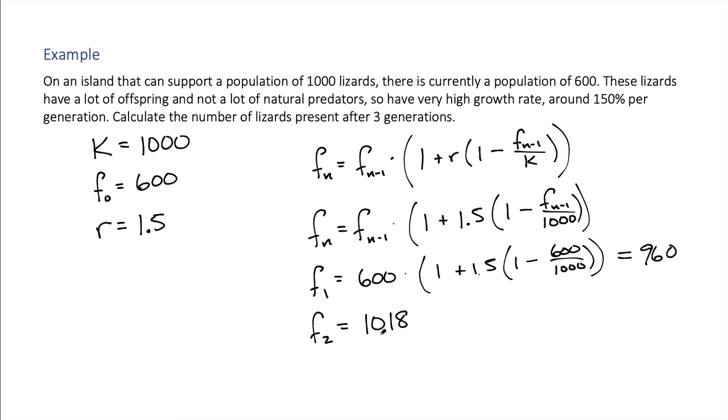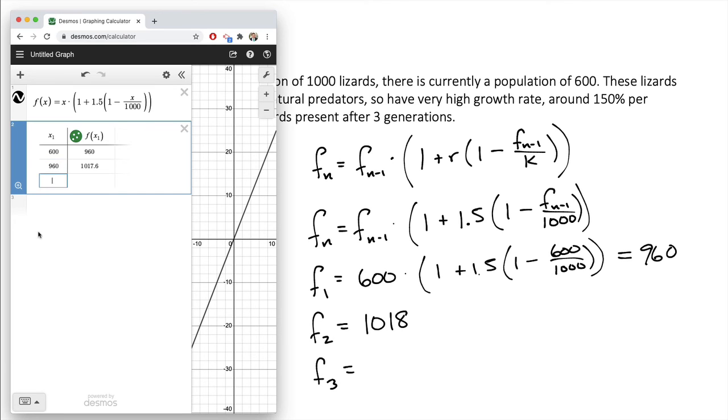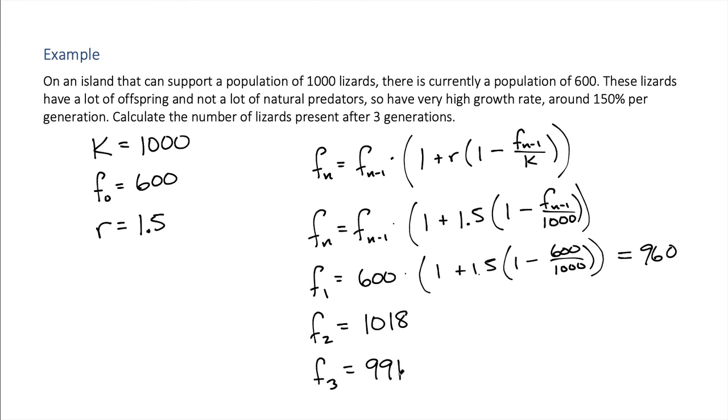So when we plug in 1,018, we should drop for our next generation to get F3. Let's go ahead and plug it in and see what happens. 1,018. And look at that, we drop down below. Okay, now rounding to the nearest whole number, we're at 991. That's exactly what we would expect because our island can't support more than 1,000. So if there's more than 1,000, we've got to equalize and lose those extra ones. So there's our F3. After 3 generations, we're expecting 991 lizards.